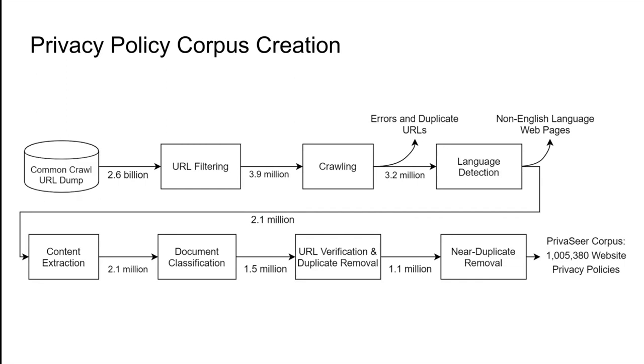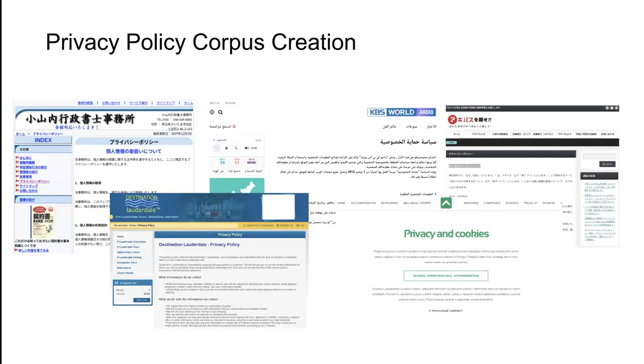So this was our first crawl. We have since done about 3 more crawls of the web, so we have around 3.4 million privacy policies at the moment. So like I said, if you look at this page, this is an example of the different types of policies in the world.